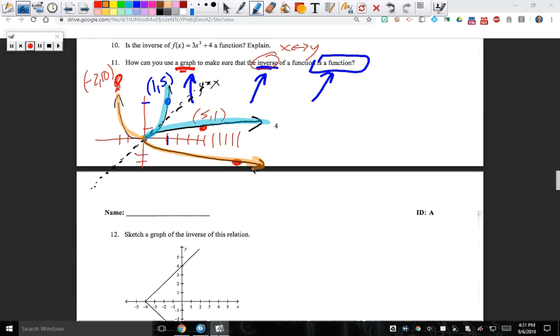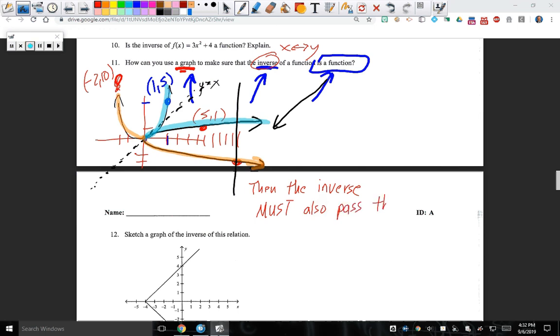And the thing is, how can you make sure that this is going to be a function? Well, it has to pass the vertical line test. So, you draw the inverse, and then the inverse must also pass the vertical line test. Now, this one obviously doesn't, and we're going to talk about this very soon as far as how you can quickly identify this. And this is how I'll explain it to you.